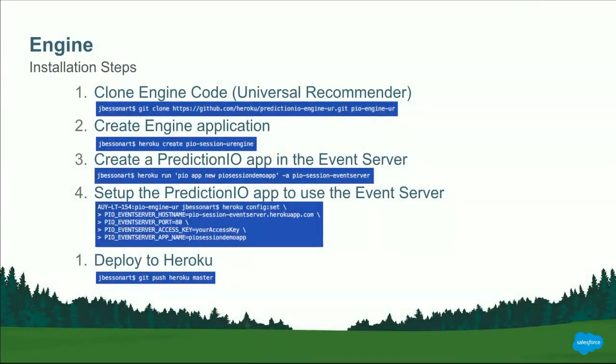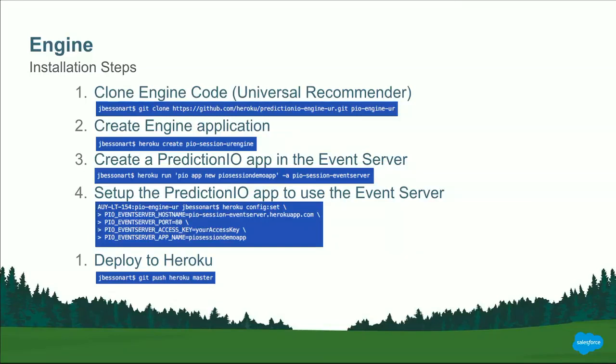The installation steps for the engine are pretty similar. You just clone the engine code. In this part we have different options, because Prediction.io has a template gallery of different engines that you can use to fit your needs. In our case, we used one from the template gallery called Universal Recommender, but you can browse the different engine templates, or you can even build your own template based on what you need.